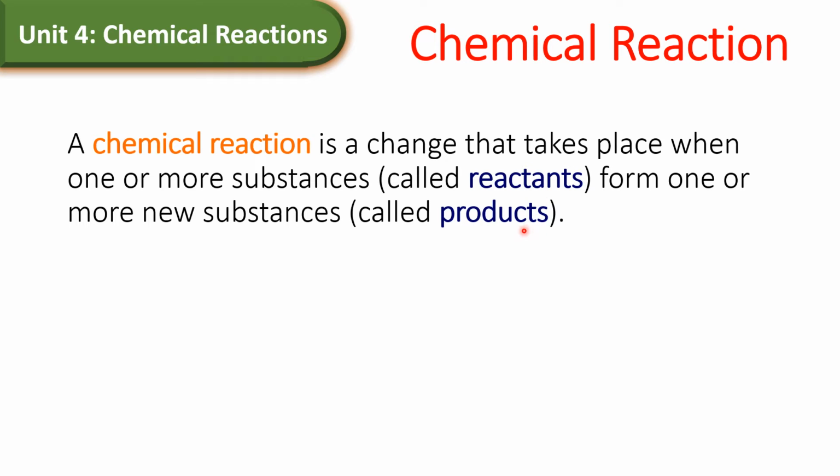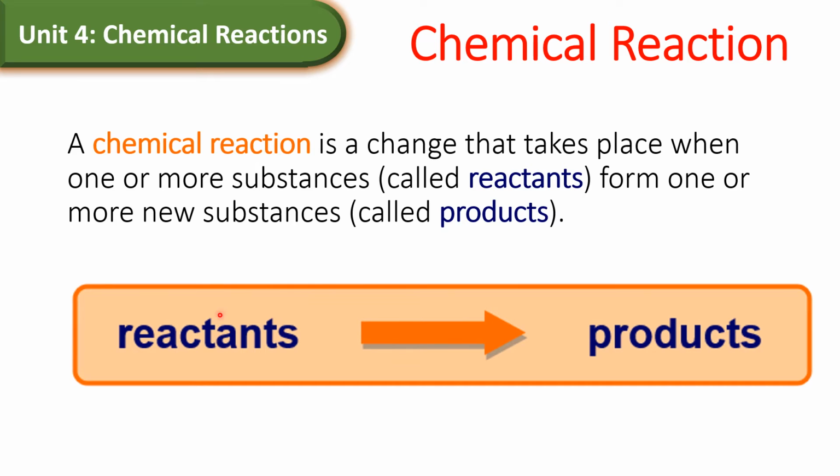To show the equation, it goes like this. You have your reactants equals your products. Always please take note of the arrow. The arrow always points to your product. For example, 1 plus 1 is equals to 2.